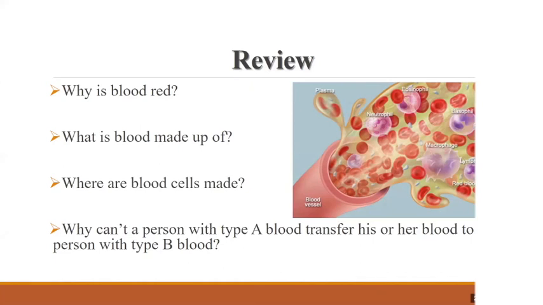Next, why can't a person with type A blood transfer his or her blood to a person with type B blood? It's simple. The anti-B antibodies in the type A blood stick on the B antigens of the type B blood, and the anti-A antibodies from the type B blood stick on the A antigens from the type A blood. So all the blood cells clump together, and it causes, well, death.